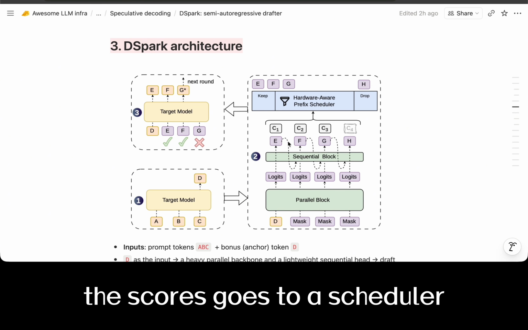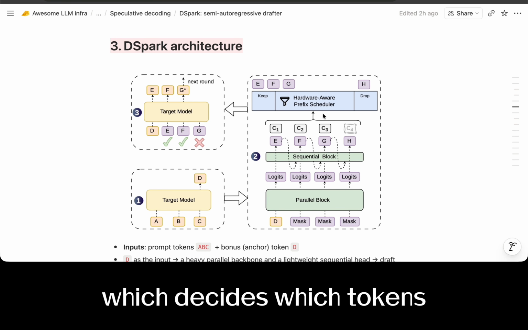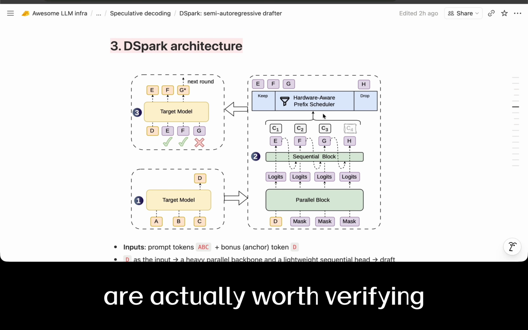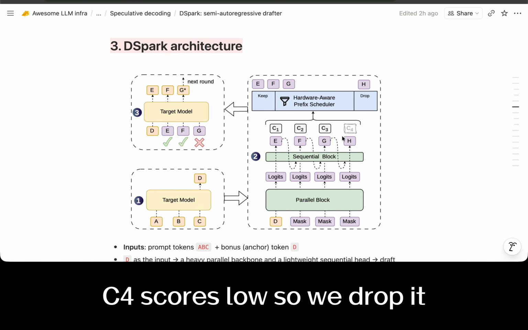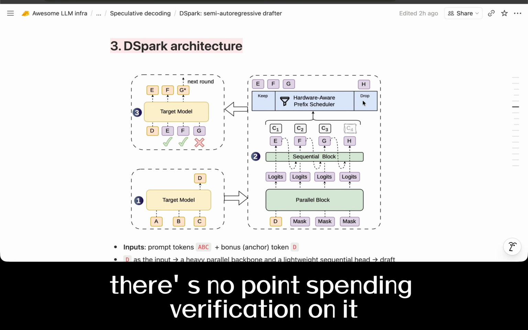At the same time, each token gets a score for how confident we are it will be accepted. The scores go to a scheduler, which decides which tokens are actually worth verifying. Here, scores C1, C2, C3 are high, so we verify those. C4 scores low, so we drop it. There's no point spending verification on it.